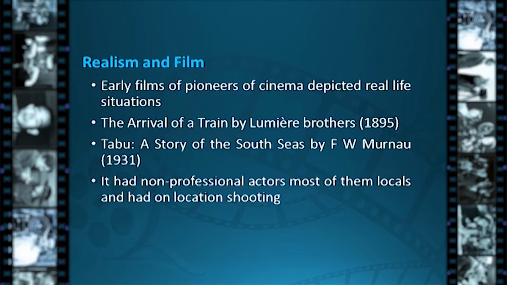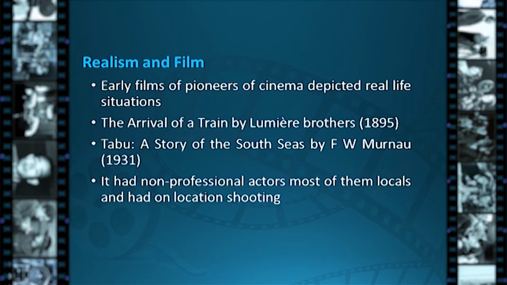Now, this is what forms the basis of the neorealistic movement of the mid 1940s. In films, realism has always played an important role. Why? Because what is cinema but a series of photographs, and photographs depict what is there in the actual world. Early films also depicted real life situations.